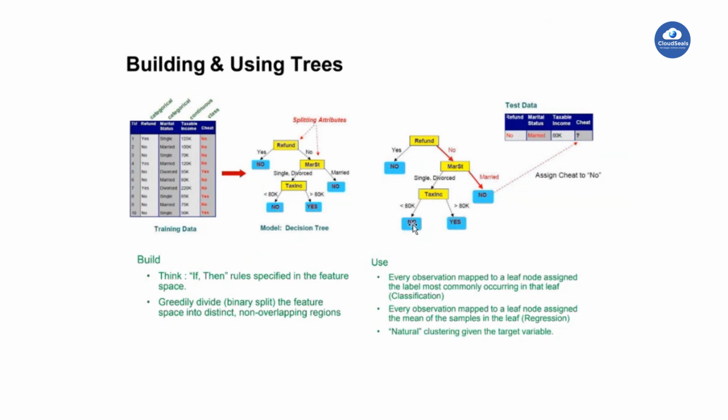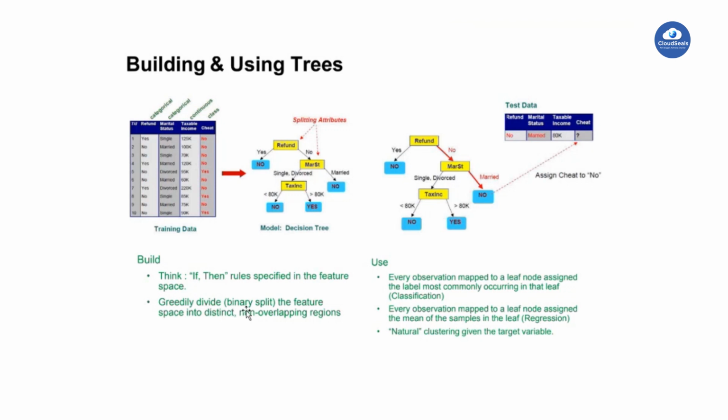What will happen if the income is exactly 80k? The marital status is married, but the income is exactly 80k. Are we able to say whether cheat is no or yes? No. That's what I'm saying: with if-then rules in the feature space like this, if a data point has some other, new value, then we can't say.